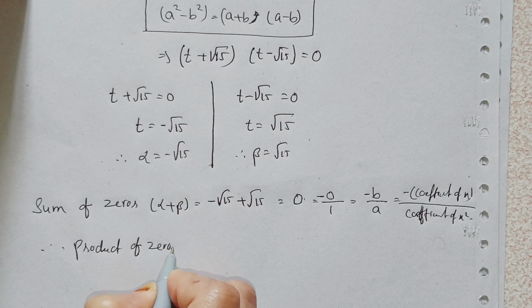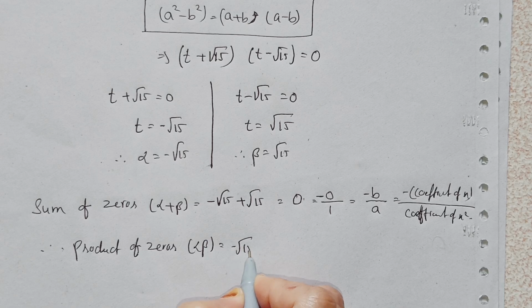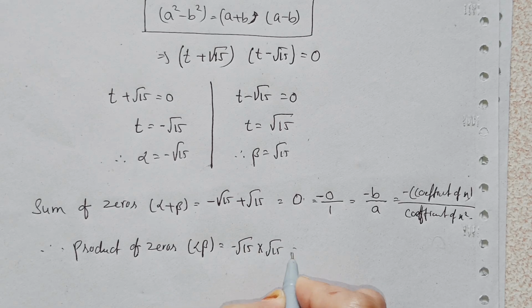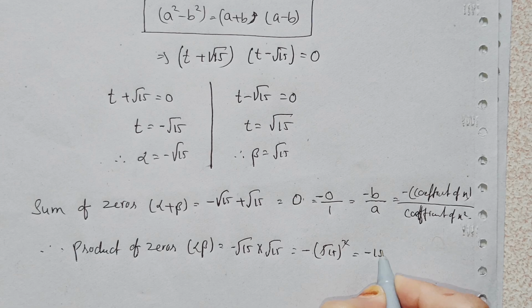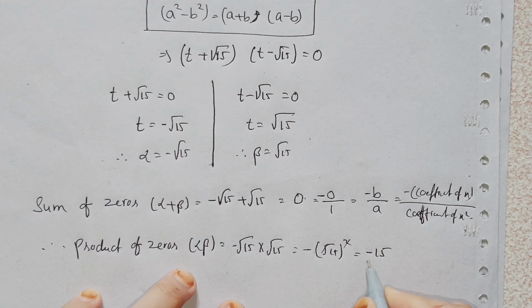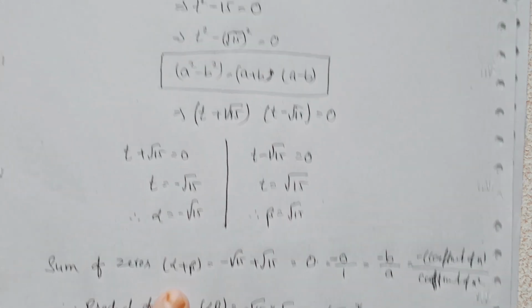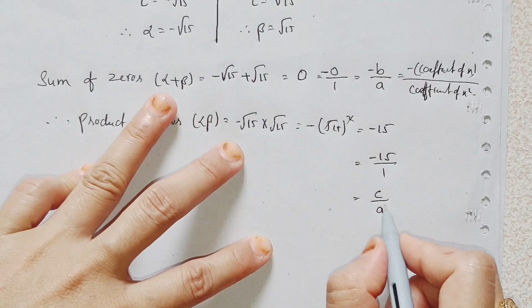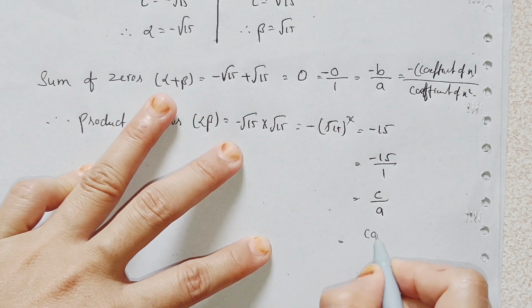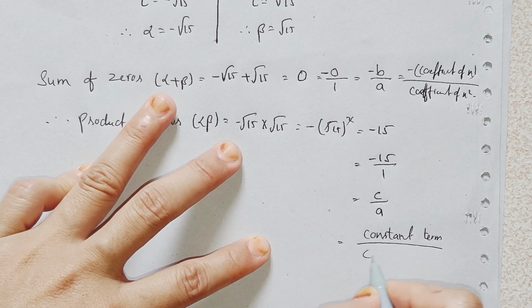Therefore now we'll do the product of zeros, which is alpha beta. Alpha beta is minus root 15 multiplied by root 15, plus into minus, minus of root 15 whole square. Here if these two get cancelled, then the left will be minus 15. This minus 15 I can write as minus 15 by 1. What is minus 15? C. What is 1? A. So therefore I got c by a, which is the constant term divided by coefficient of x square.